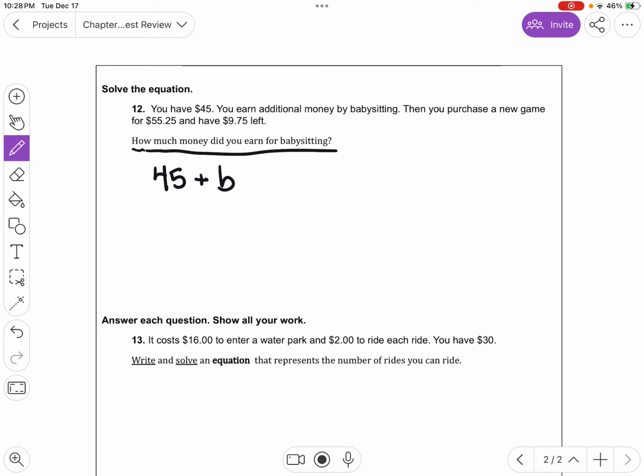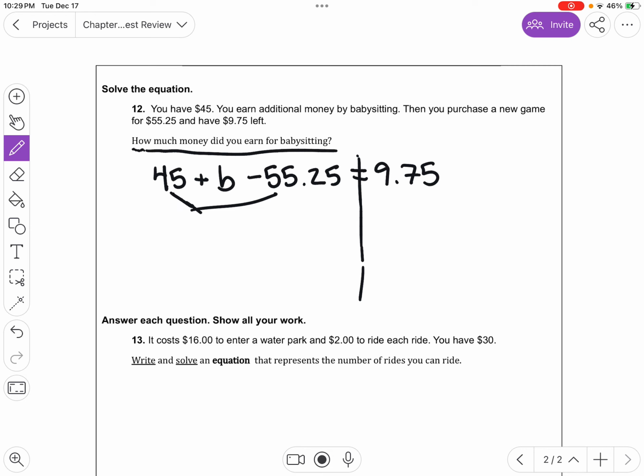I purchase a new game. That means I had to pay money, or I lost money on that game. And at the end, I now have $9.75 left. So whatever I started with, 45, I earned babysitting money, lost money for the game. I'm now equal to $9.75 after all that. Okay. From here, a couple ways we could do it. I like to combine my like terms on each side first.